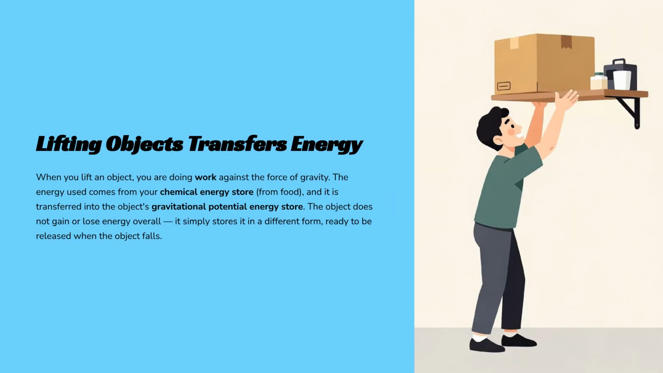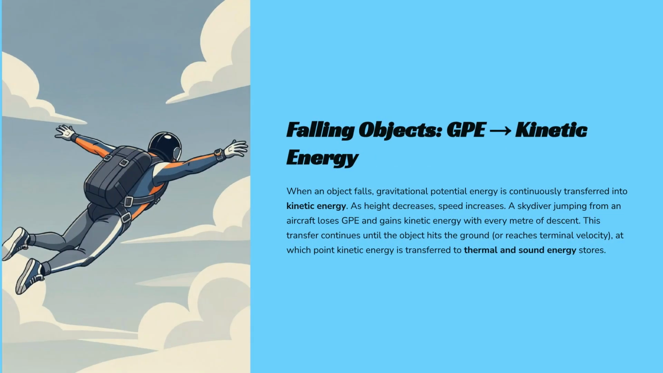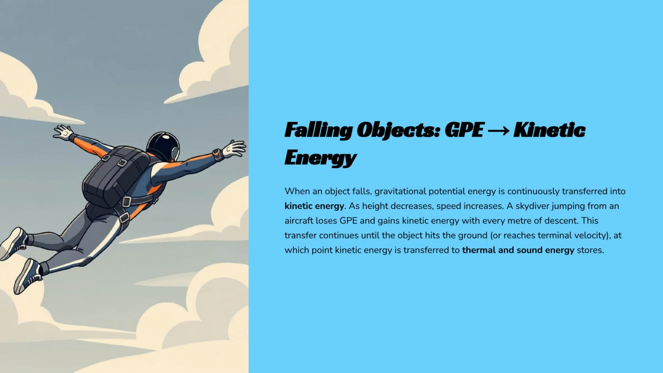When you lift an object, you are doing work against gravity. This energy comes from your chemical energy store and is transferred to the object's gravitational potential energy store. This energy transfer illustrates the law of conservation of energy. The work done against gravity equals the gravitational potential energy gained, and no energy is created or destroyed. When an object falls, gravitational potential energy is transferred into kinetic energy.